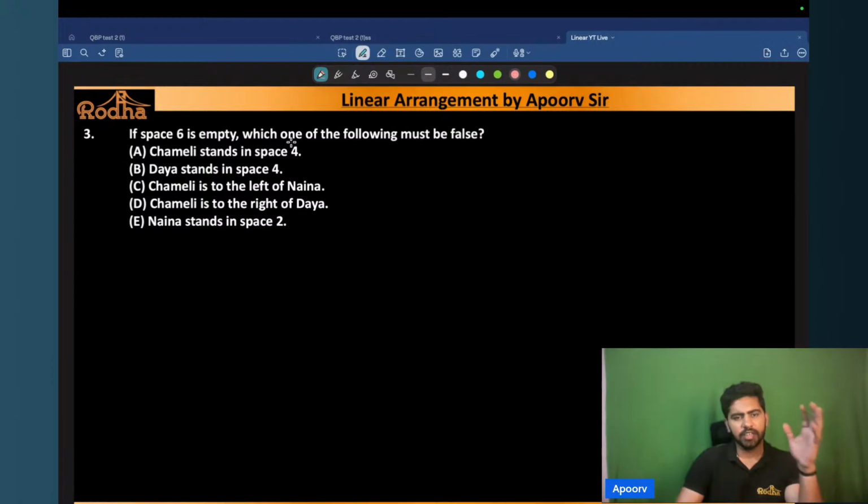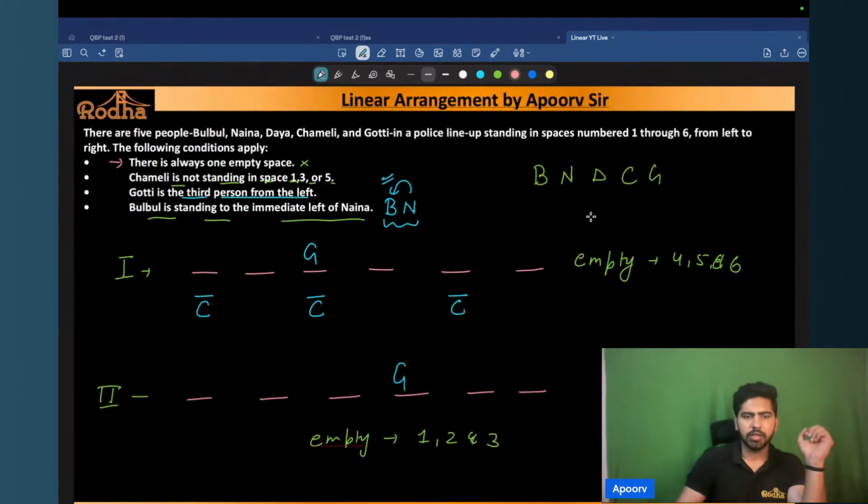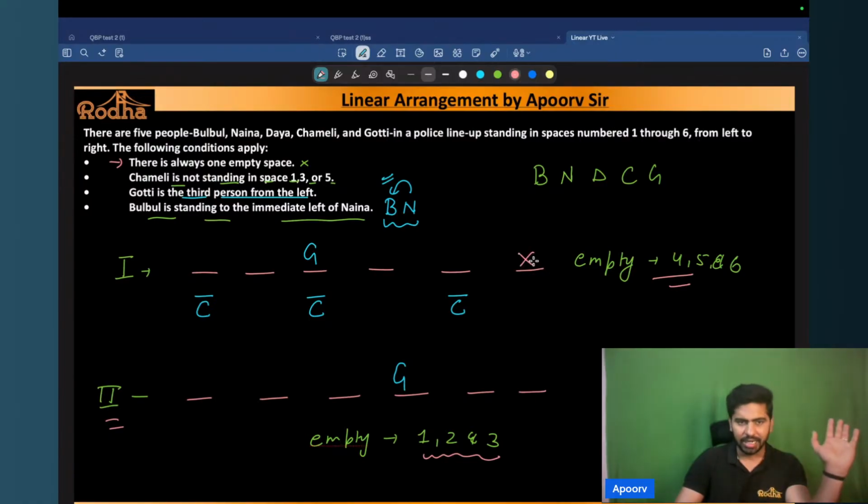Now it says if space 6 is empty, which one of the following must be false, right? Now if space 6 is empty, can I say that I have to make use of the first case here? Only the first case is valid for this particular question. Why? Because in the second case, the empty space was one among 1 to 3, right? So if I want space 6 to be empty, that means nobody is standing here. So I have to use my first case here. So that is the first thing that I understand from here, right?